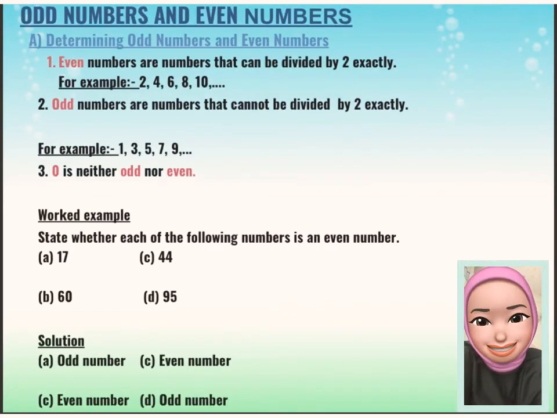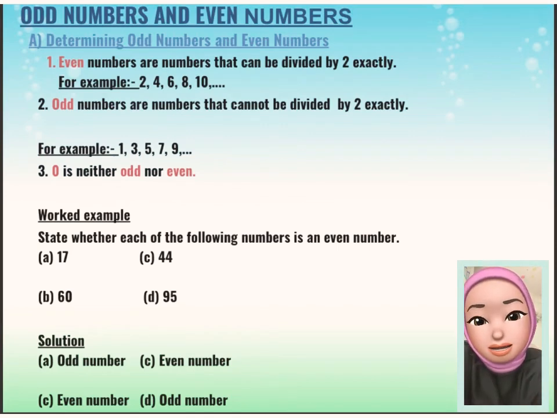As you can see in the notes, even numbers can be defined as numbers that can be divided exactly by 2. Example, 2, 4, 6, 8, and 10. And odd numbers are defined as numbers that cannot be divided exactly by 2. For example, 1, 3, 5, 7, and 9. How about 0? 0 is neither odd nor even.